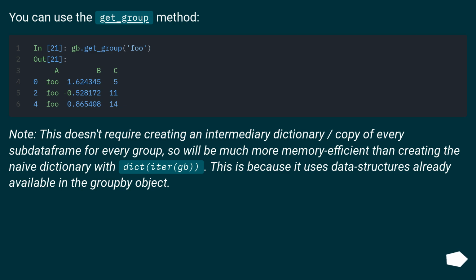You can use the get_group method. Note, this doesn't require creating an intermediary dictionary copy of every subdata frame for every group, so will be much more memory efficient than creating the naive dictionary with dict_gb. This is because it uses data structures already available in the groupby object.